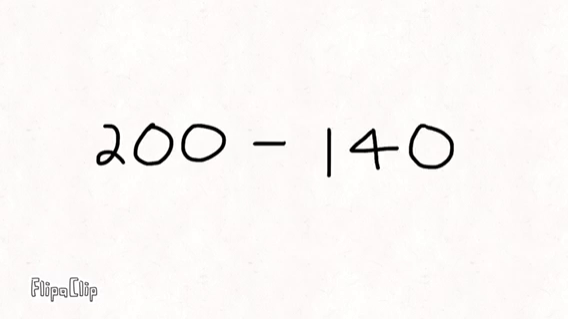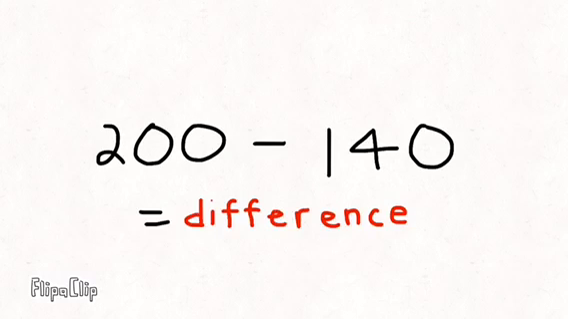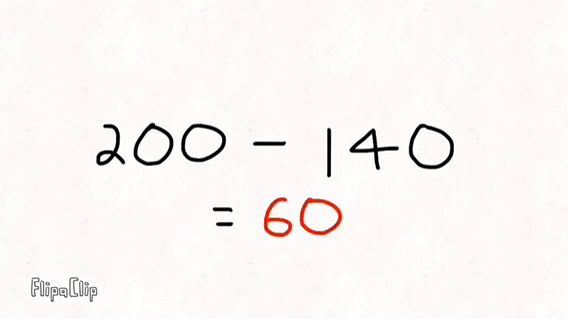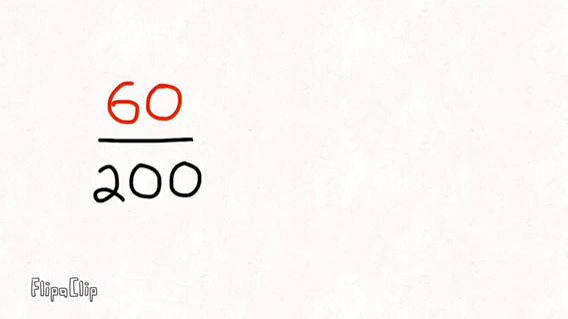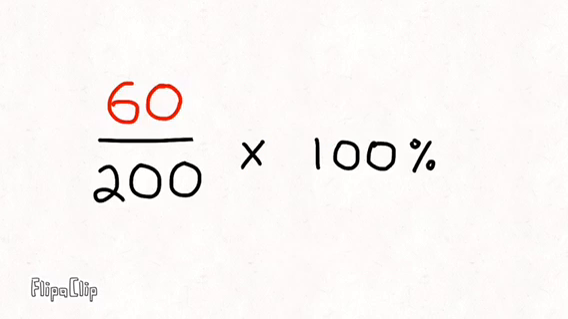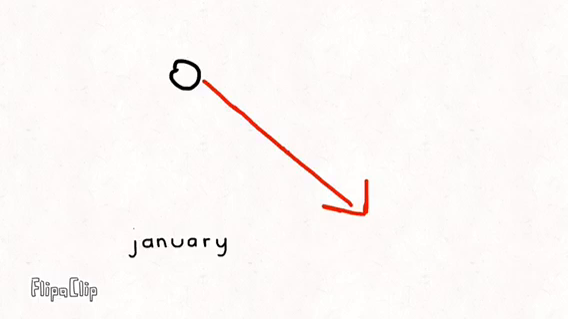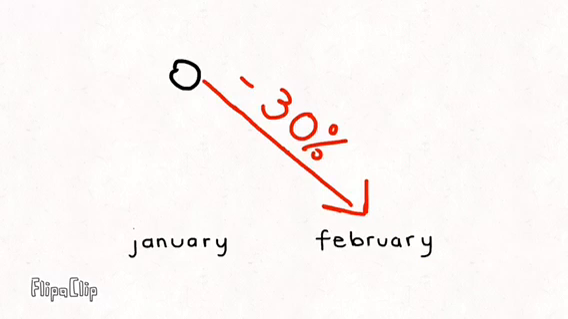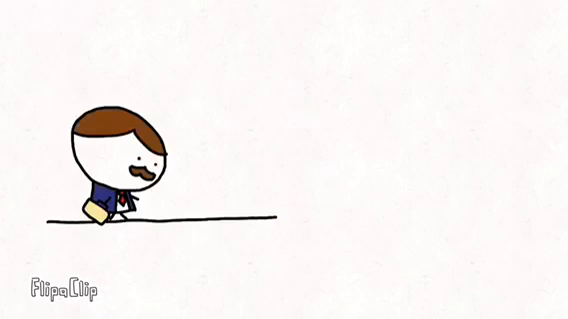By subtracting 140 from 200, Jeff finds the difference in sales, which is 60. Then he divides this by the higher number, which is 200, and multiplies it by 100% to find the percentage of the drop in sales from January to February, which becomes 30%.